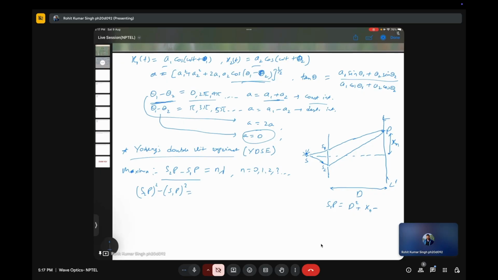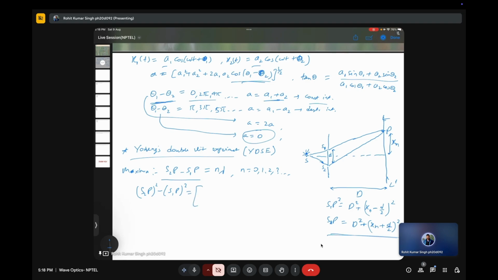xn minus d by 2 whole square, right? And then S2P square is D square plus xn plus d by 2 whole square. So this distance is basically a small d, the distance between the holes, okay. Is this fine with everyone? Does everyone understand this, or should I explain it? Yeah, this is class 11th, 12th stuff.